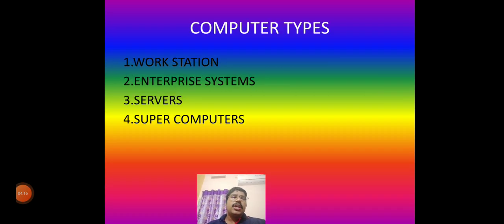Next, coming to the different types of computers. You all are very much familiar with what is meant by a computer. Now we are going to discuss the various types of computers. Computers can be broadly classified into four different types. First one is workstation, second one is enterprise, third one is servers, fourth one is supercomputers. Now we are going to discuss one by one. First one is workstation computers. What is meant by workstation computers? The computers that are used for engineering purposes.